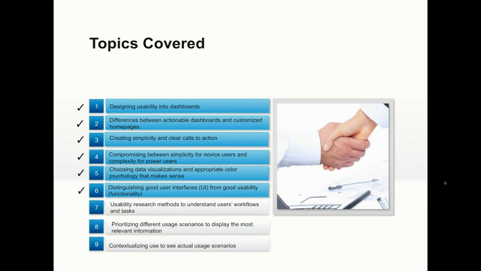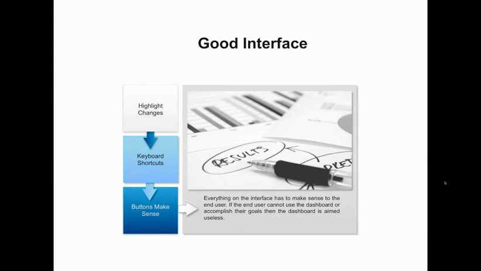So now let's talk about topic 6, which is distinguishing good user interfaces, or UI, from good usability or functionality. So good interfaces, you want to make sure that you highlight changes within the interface. You want to make sure that there are keyboard shortcuts and that buttons make sense. Everything on the interface has to make sense to the end user. If the end user can't use the dashboard or accomplish their goals, then the dashboard is useless. What's the point?